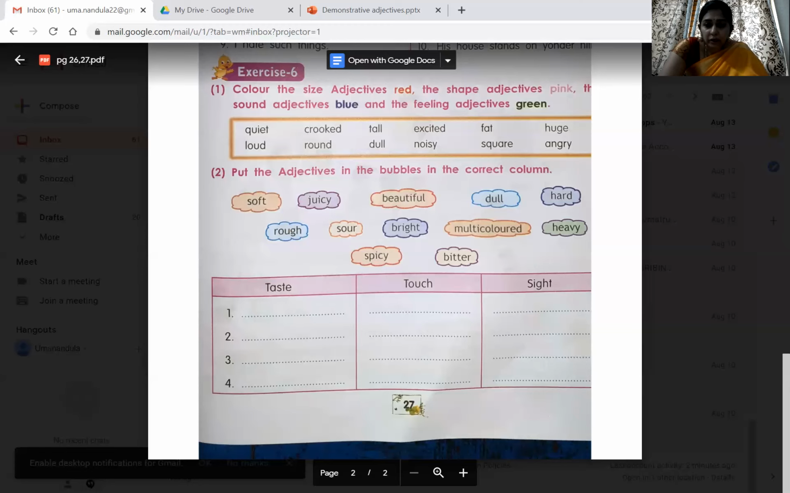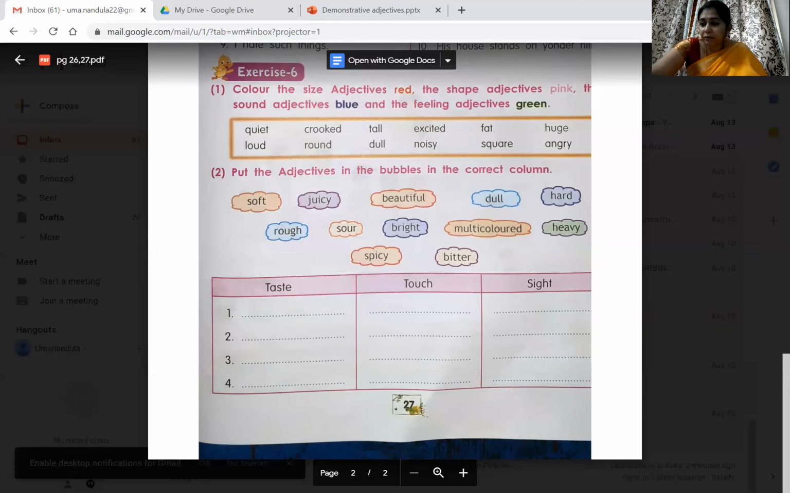Spicy. When you taste it, you will understand whether the item is spicy, normal, sweet, or sour. All these tastes will be under the first column. And the last one is bitter. As I told you, bitter means bitter gourd. The name itself is bitter gourd because it tastes very bitter, right? So that comes under the first column. According to that, you divide and write, children.